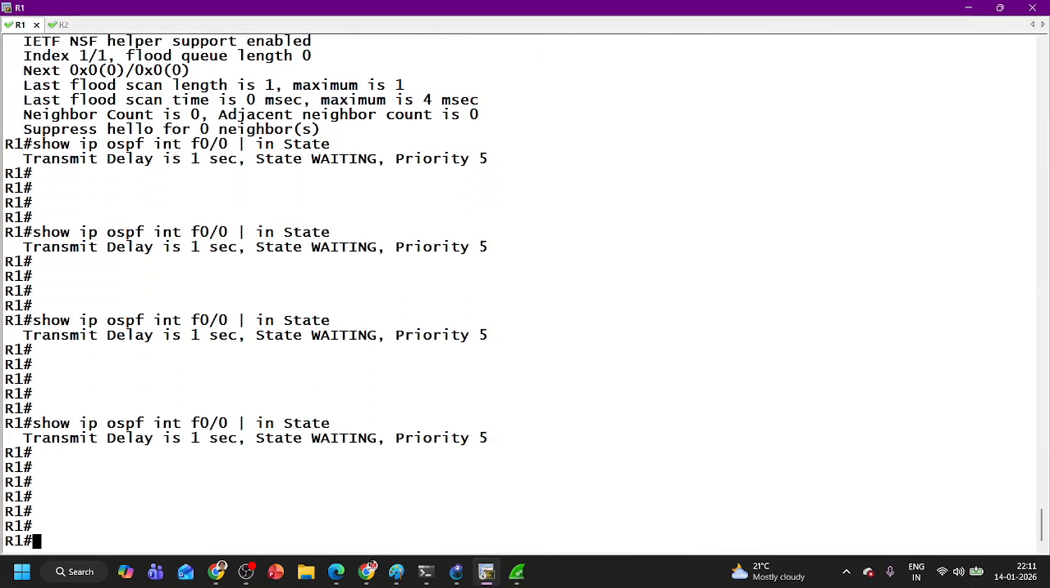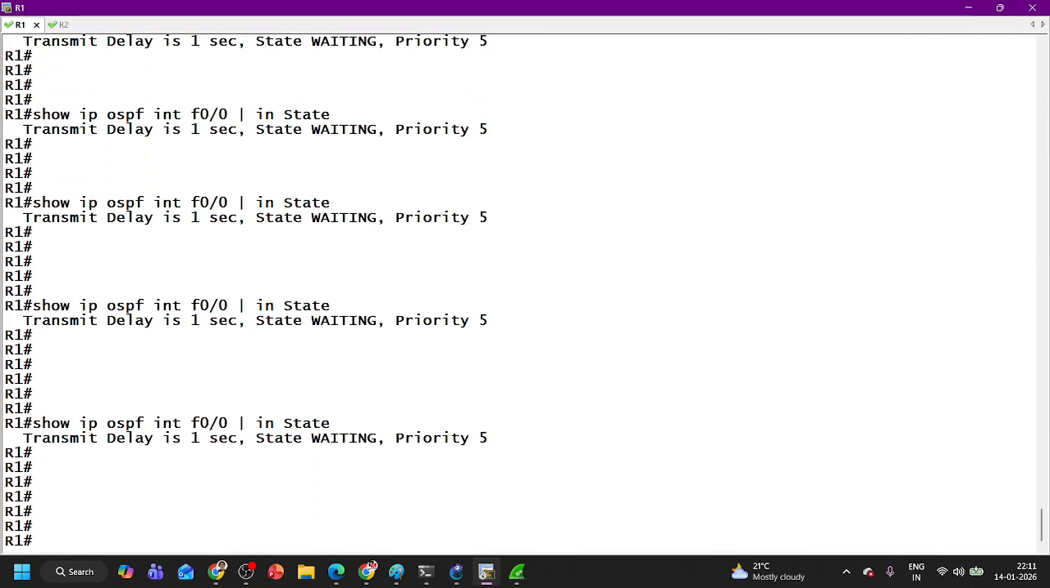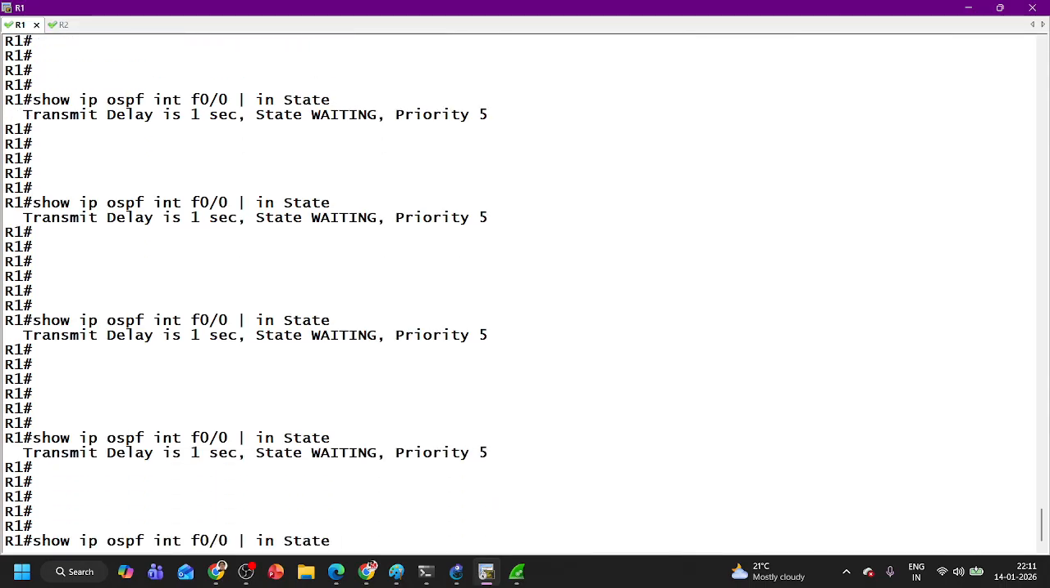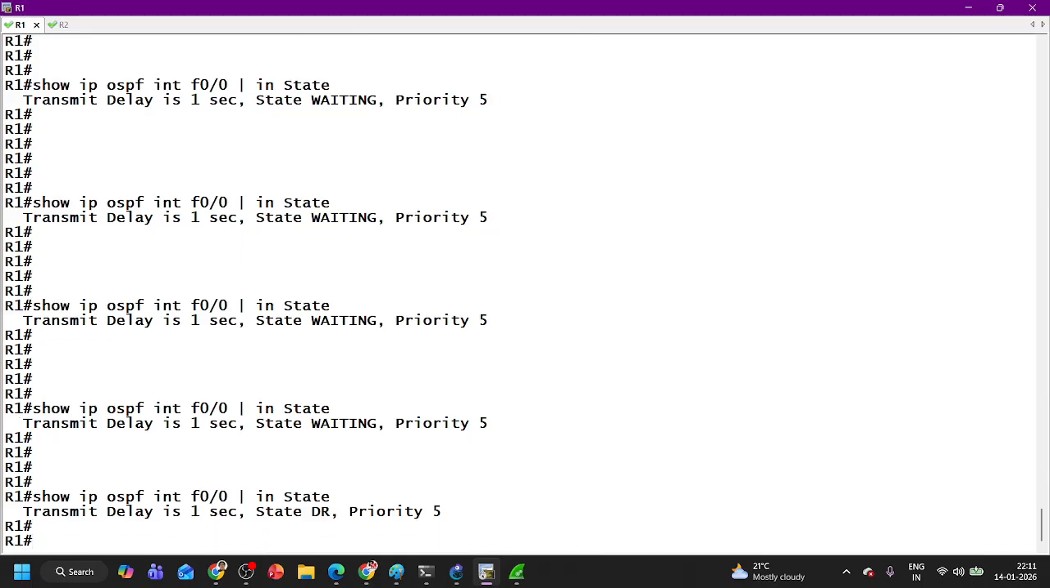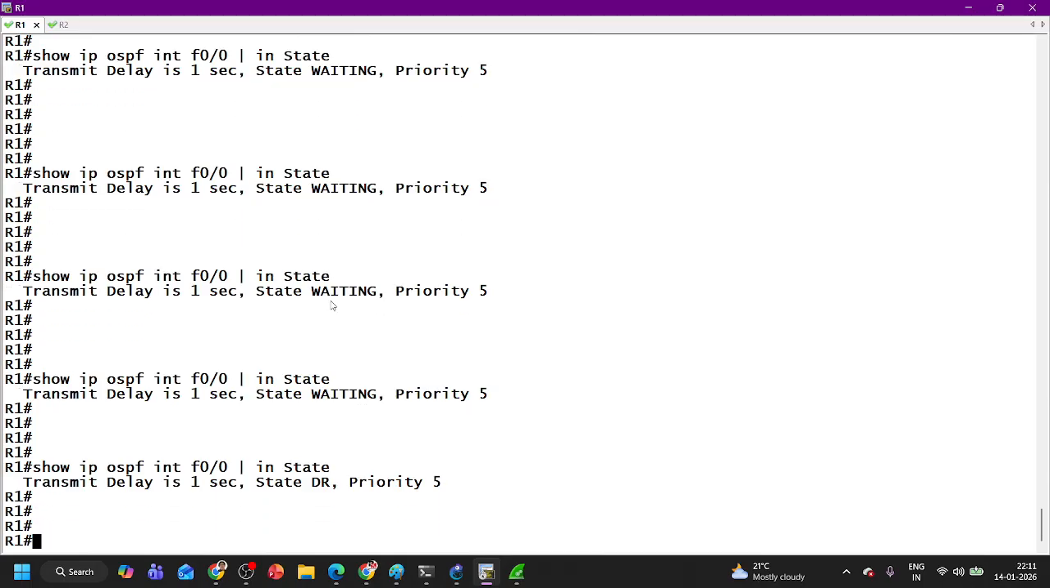It will wait for 40 seconds. Within 40 seconds, if it receives any hello message with a higher priority or higher router ID, sorry, not IP address, router ID, then that router will become DR. Otherwise, here you can see this router is now DR.